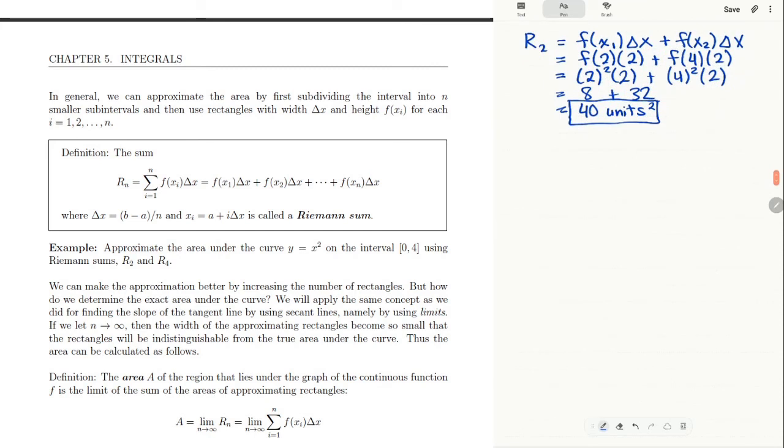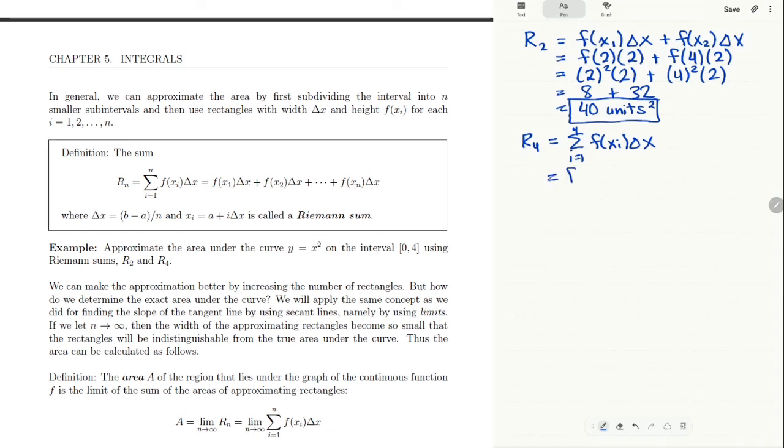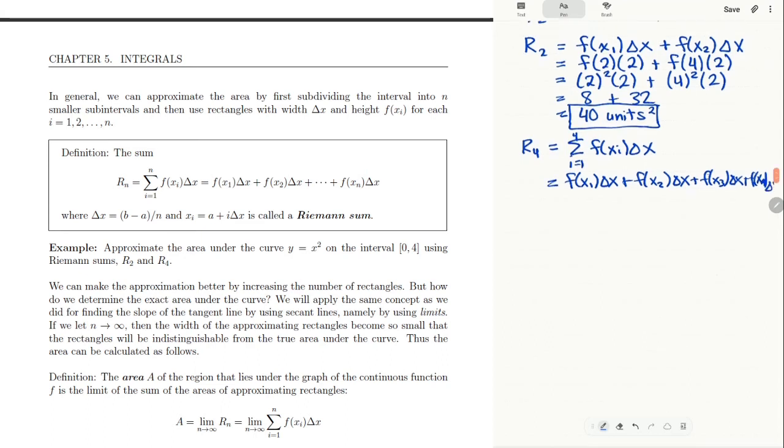So now let's also use 4 rectangles to approximate the area. So our R4 is given by the sum from i equals 1 to 4 of f of xi times delta x. And if you were to write out the sum, this would be f of x1 times delta x plus f of x2 times delta x plus f of x3 times delta x plus f of x4 times delta x.